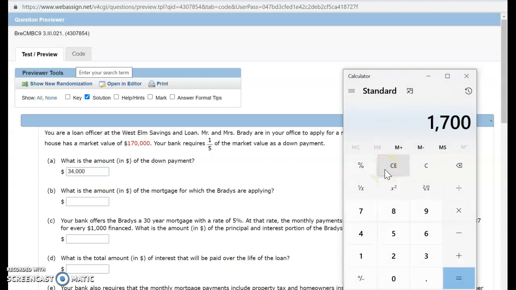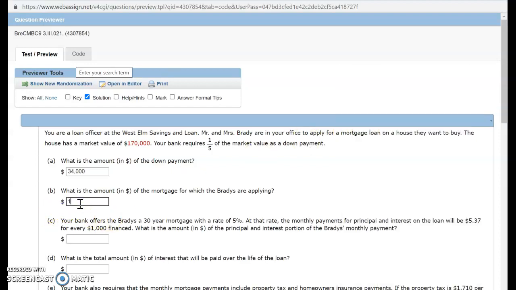Well, the market value of the house is $170,000, but you're making a down payment of $34,000. That means you are paying that on the house, so you no longer owe that. So your loan amount would be $136,000. So your mortgage amount would be $136,000.